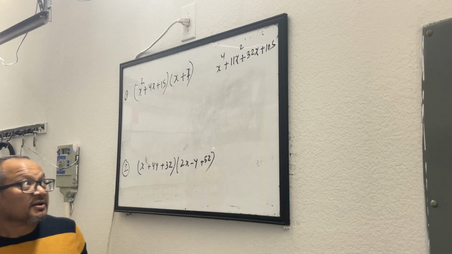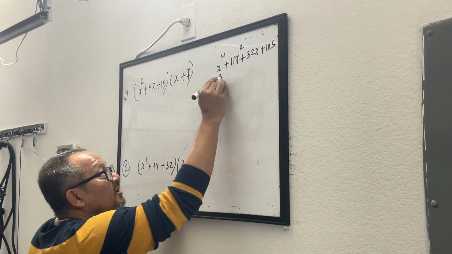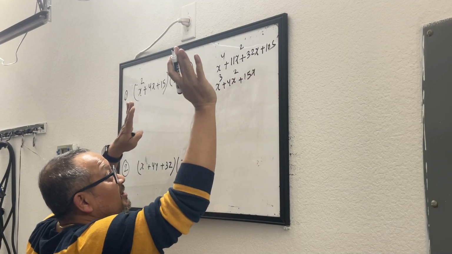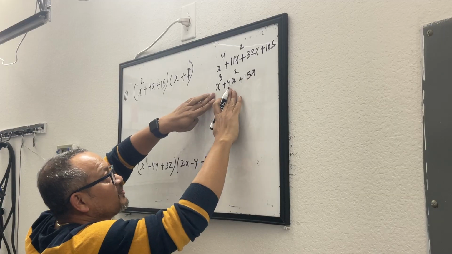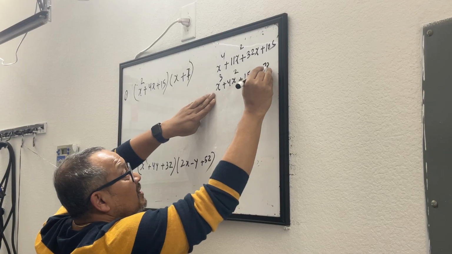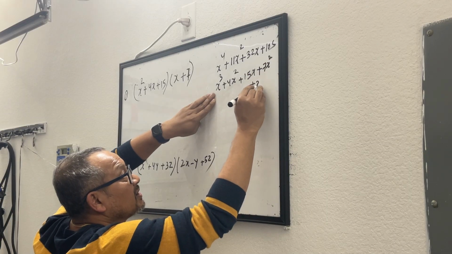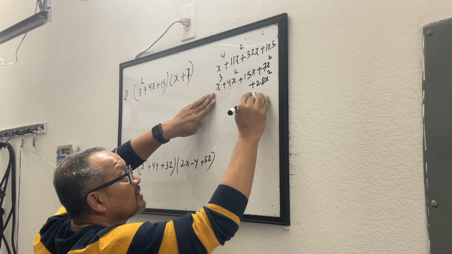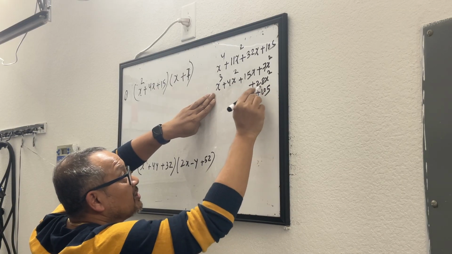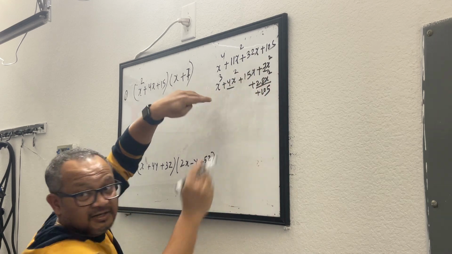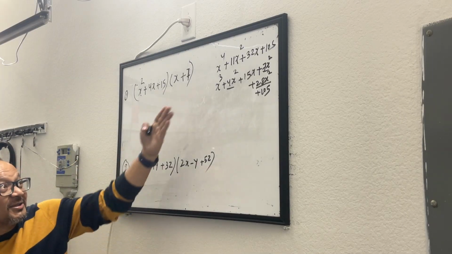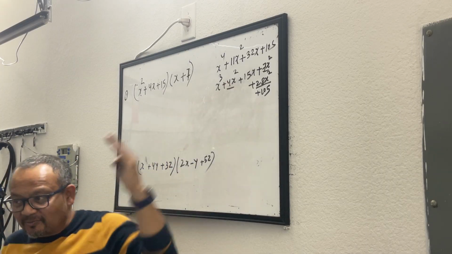What did you get? For number 1, I got x to the power of 3 plus 4x squared plus 15x plus 7x squared plus 28x plus 105. Why did you not take care of the like terms? Yes, 28x, 4x squared, 7x squared. You want to put the similar things together.